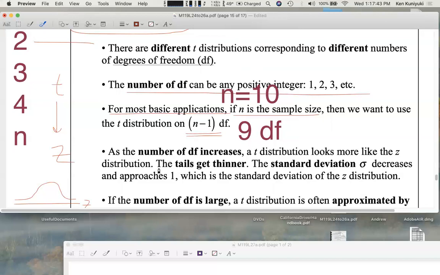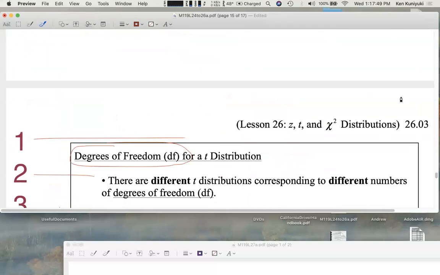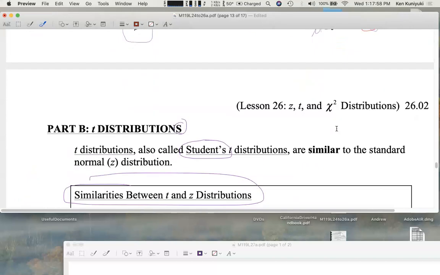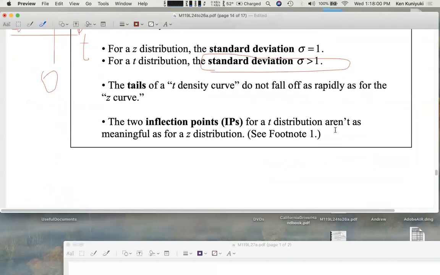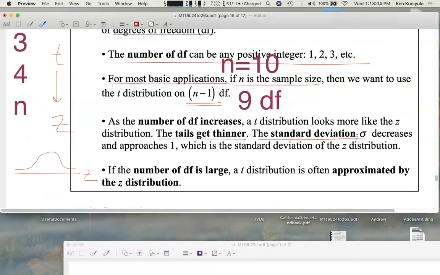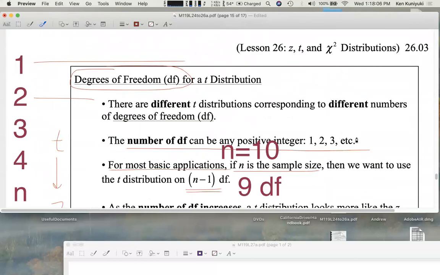The t distributions, their tails get thinner and thinner. Remember, the z had very thin tails. The z distribution has very thin tails out here. You have very little probability mass several standard deviations from the mean. And the standard deviation started off as greater than 1.